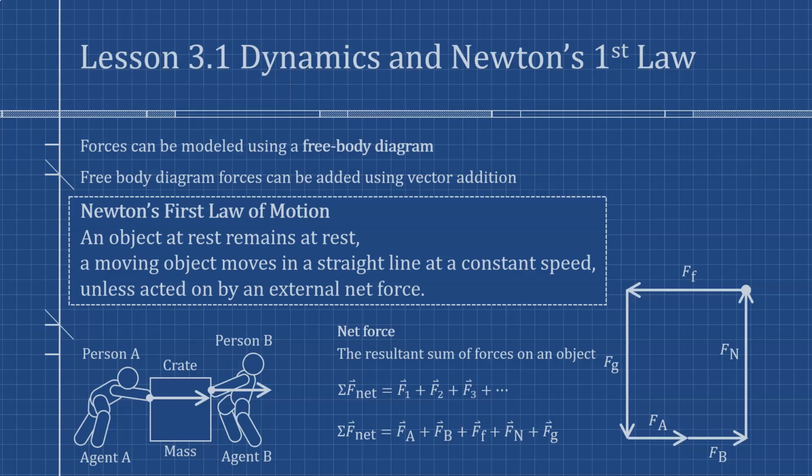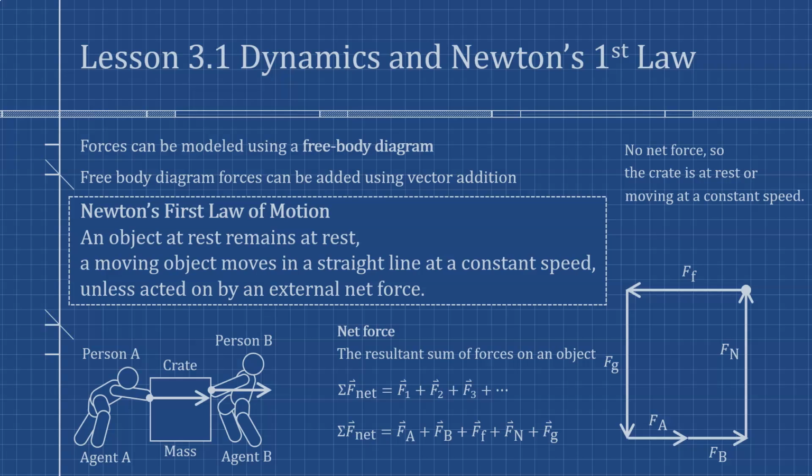Okay, so what's happening with our people pushing this crate if there's no net force? Does that mean that the crate is just sitting there and not moving? Well, because there's no net force, all of our forces add up to 0. It means that the crate is at rest, or the crate might be moving at a constant speed. We actually don't have enough information in this problem to determine if the crate is moving. What we do know is that the crate is not accelerating. When all of the forces are balanced, the object is either going to move at a constant speed or stay at rest. There can't be an acceleration.